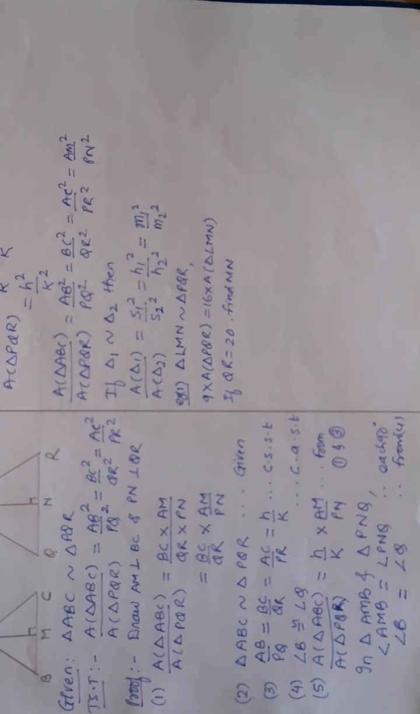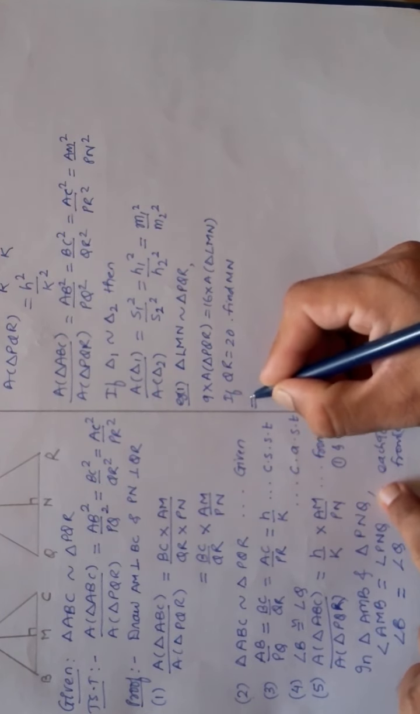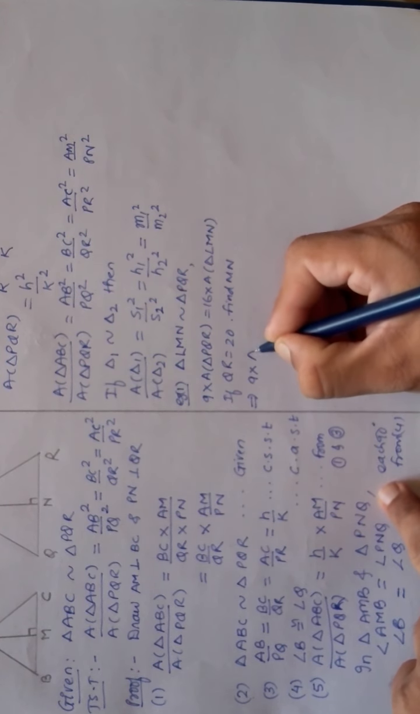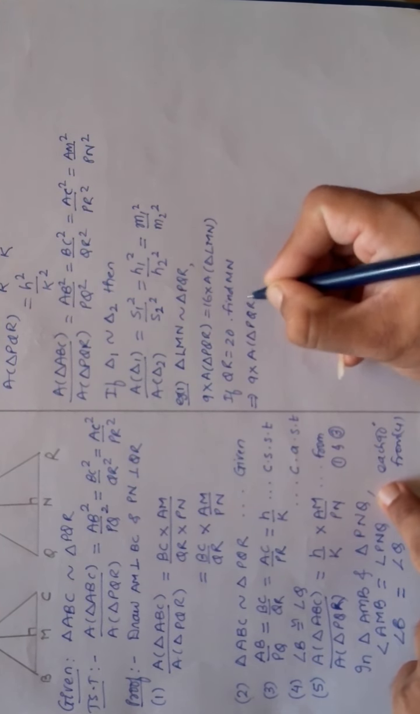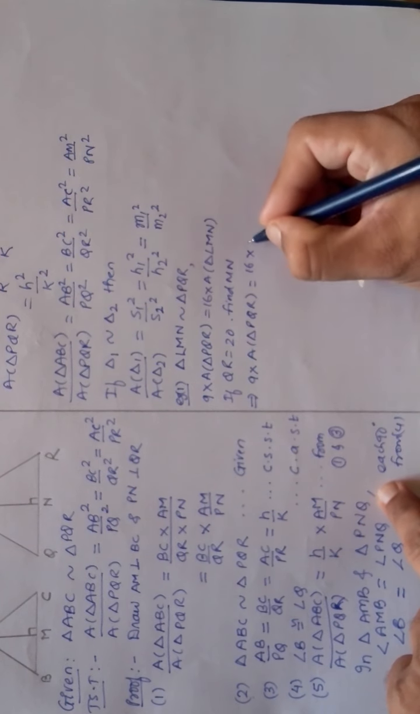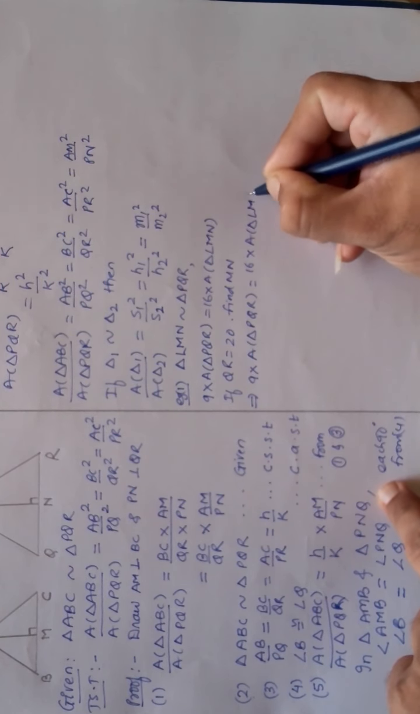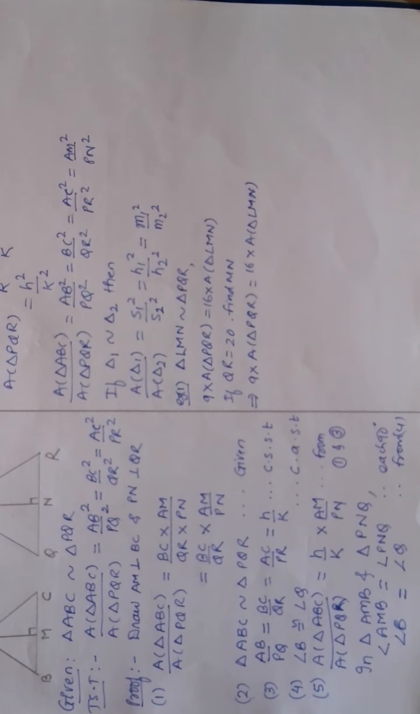Now let us go to question number 1, which says that triangle LMN is similar to triangle PQR. If the two triangles are similar, then all the pairs of corresponding sides are in proportion and all the pairs of corresponding angles are congruent. Do we require that? That we will see later on. But one piece of information is given here: 9 times area of triangle PQR is equal to 16 times area of triangle LMN. Agreed? This is given to me.